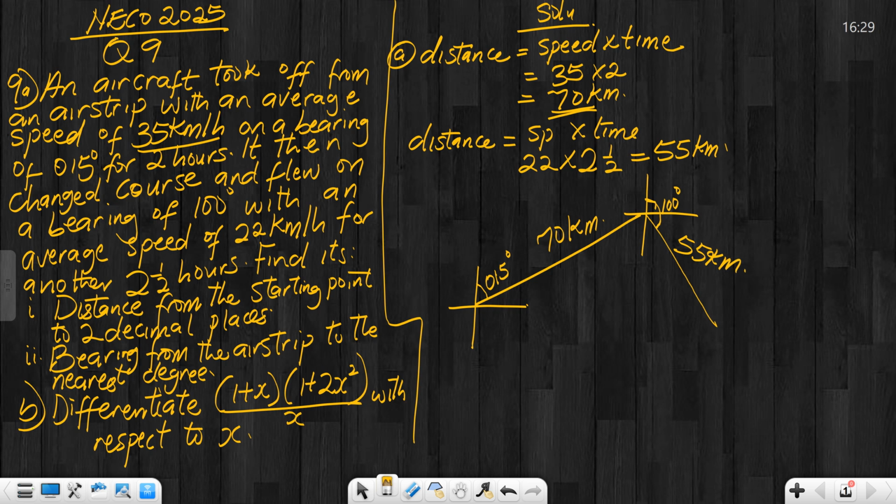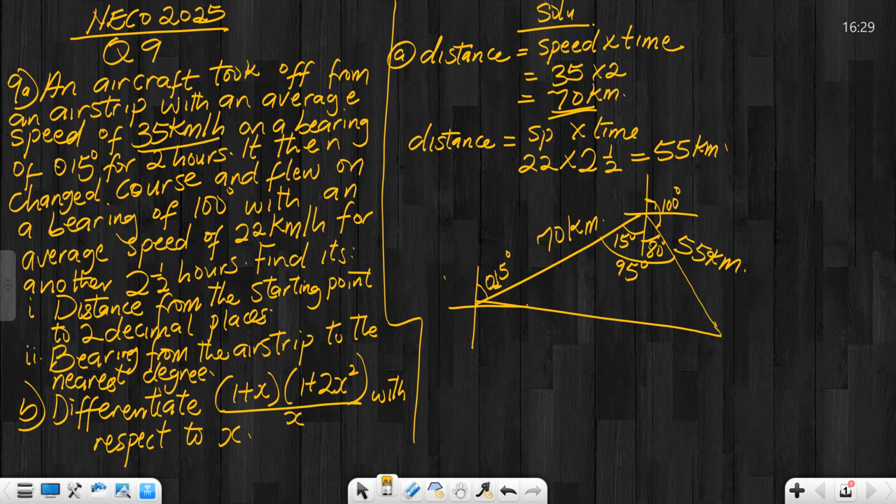So then what will this give me? I have this as my triangle. So if this is 15, here too is 15 degrees. From here to here is 100 degrees. Then the remaining here is 80 degrees. So the full angle here is 95 degrees. Then the first question says the distance from the starting point.